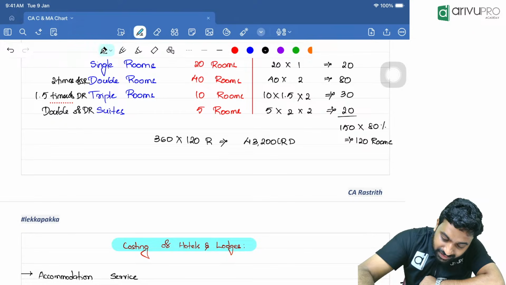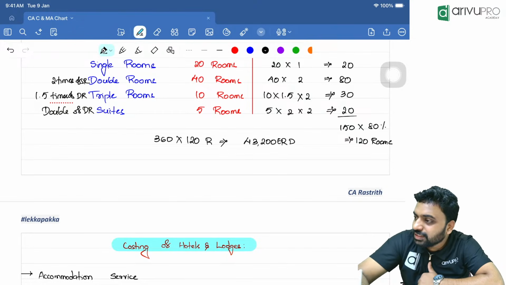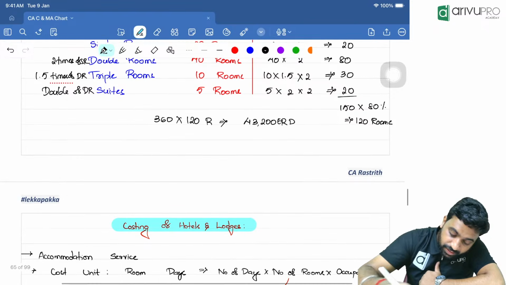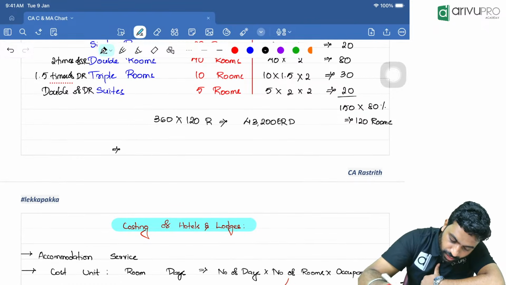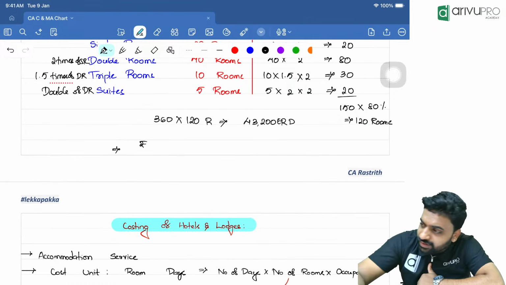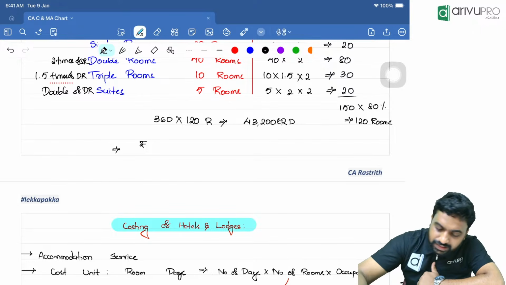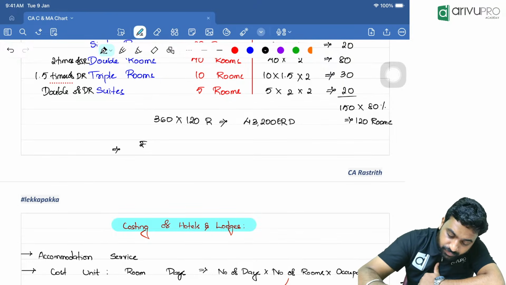43,200 room days. In fact, equivalent room days, not room days. Please keep in mind. Now let's say total cost plus revenue what we should generate. Let's say it's coming to around 5 CR.